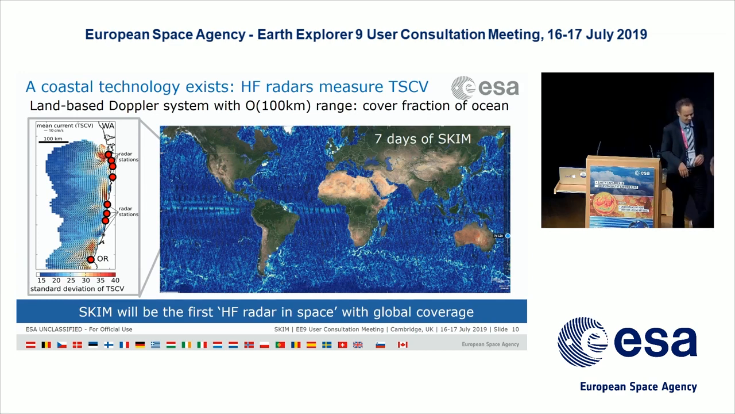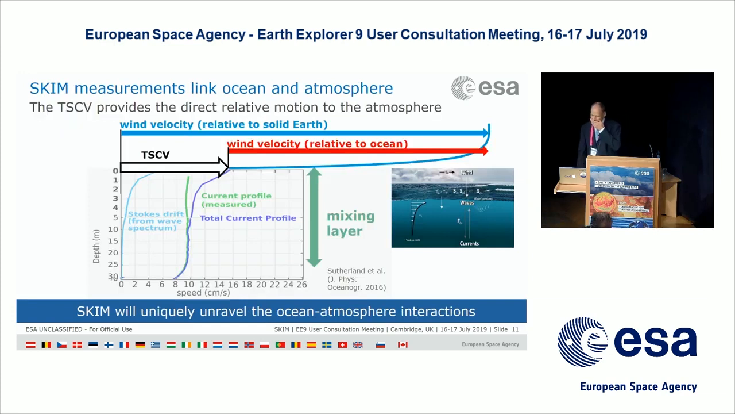Thank you, Eric. So Eric has already shown this slide. SKIM will measure the total surface current velocity within the top 1 meter of the water. And this is the velocity of the ocean relative to the atmosphere. So the TSCV results from this interaction between the atmosphere and the ocean, and it contains the signature of the exchange between these two mediums.